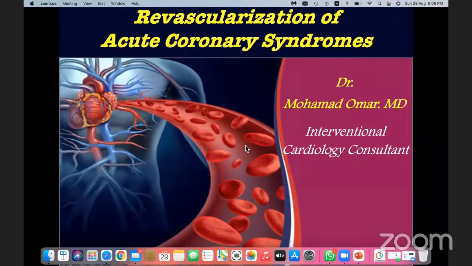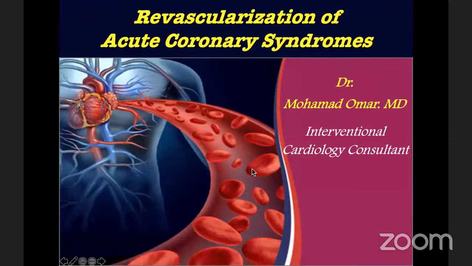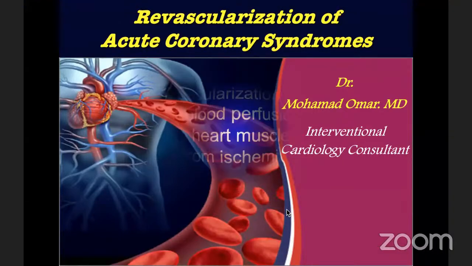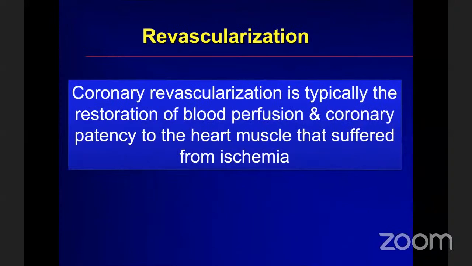Today, we will talk about revascularization of acute coronary syndrome. Acute coronary syndrome is now the most famous and most deadly condition all over the world. When we talk about revascularization, especially coronary revascularization, it is typically the restoration of blood perfusion and coronary patency to the heart muscle that suffered from ischemia.